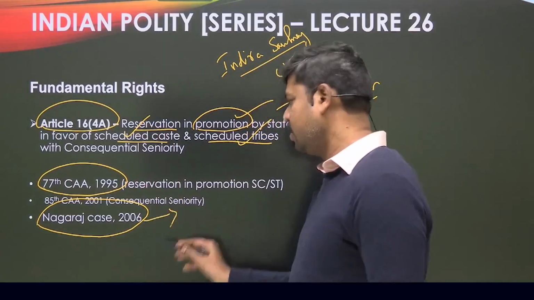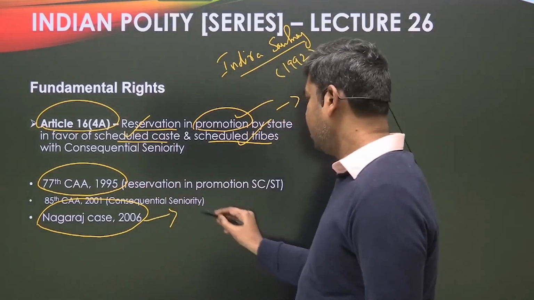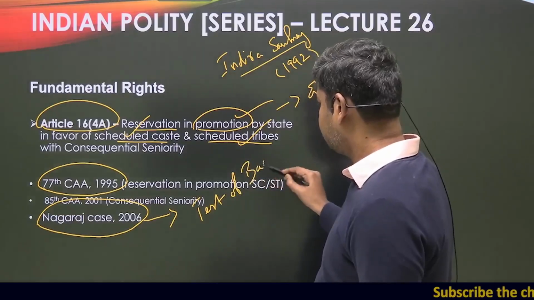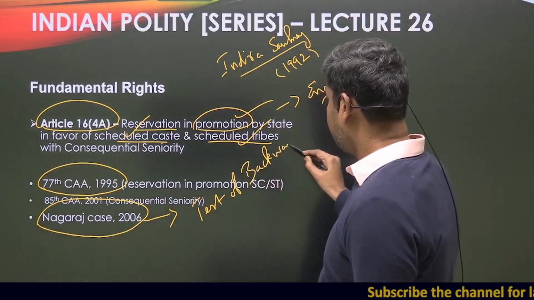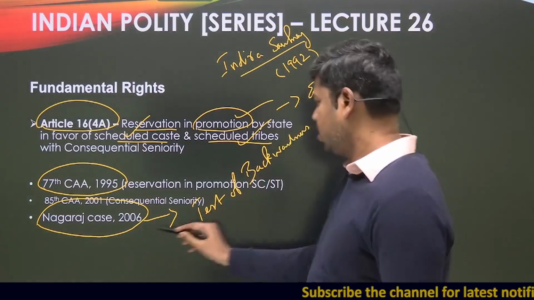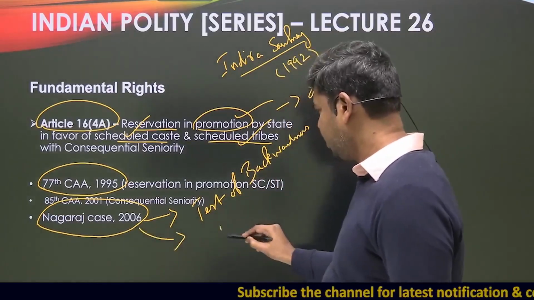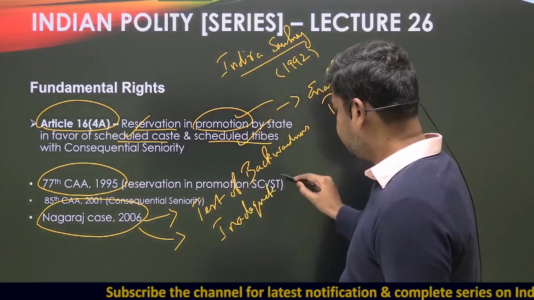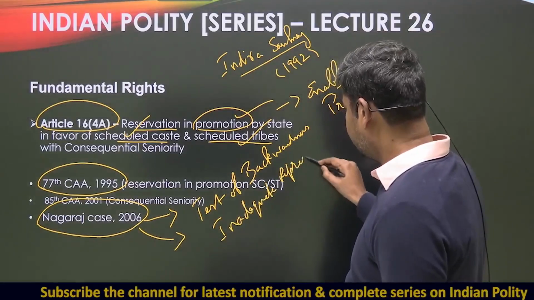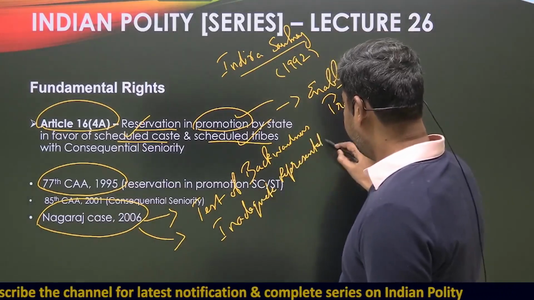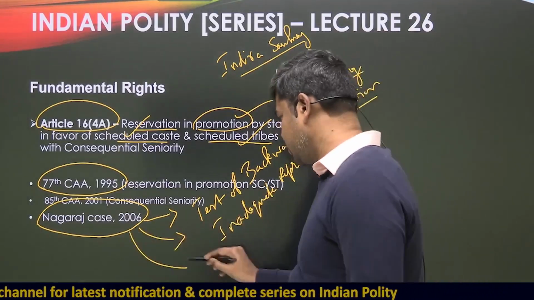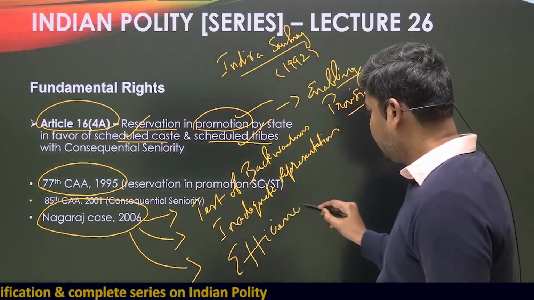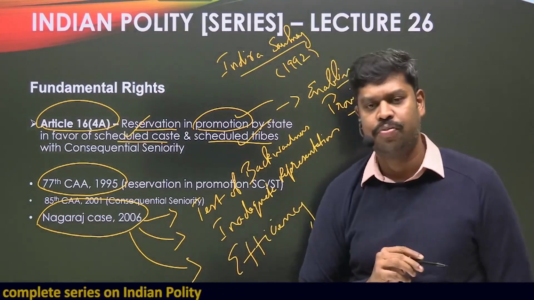They brought in 3 conditions. I'll just let you know what they are. First is the test of backwardness, and the second is inadequate representation. And of course the third thing is that administrative efficiency is not to be compromised. So these are the 3 conditions that were brought in by the Supreme Court in the Nagaraj case.